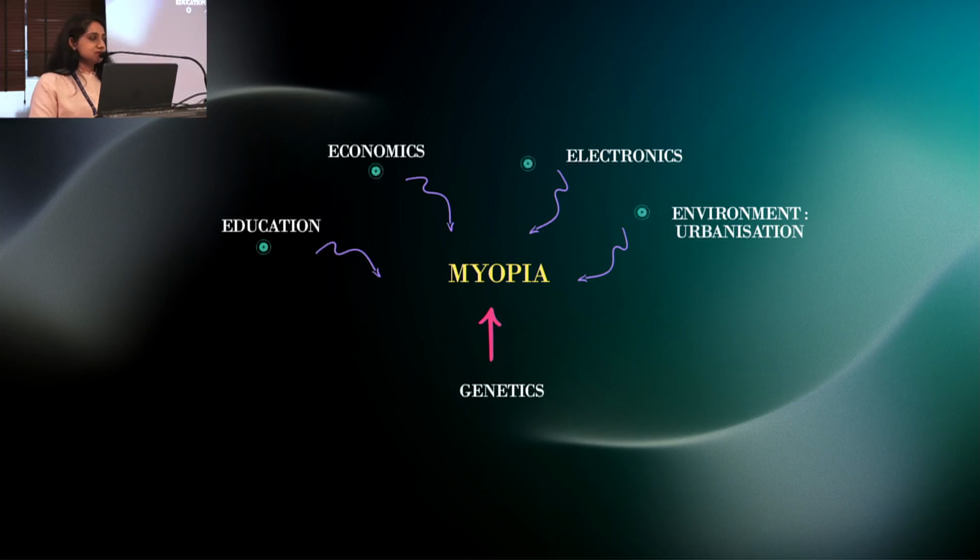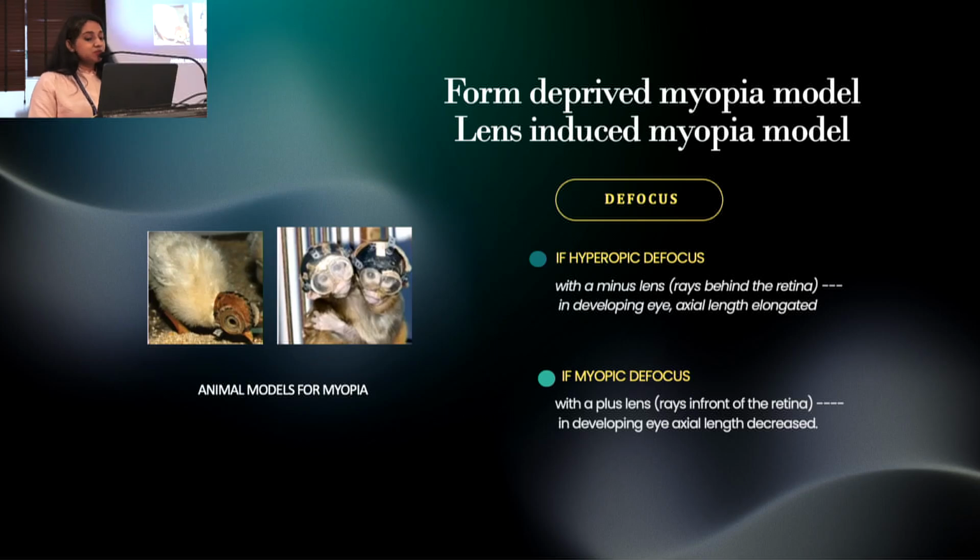So we all know this, that education, economics, electronics, environment, along with genetic factors, increase the prevalence of myopia. But how exactly does it happen? First and foremost, there were animal models to study how myopia progresses. They were the form-deprivation myopia model and the lens-induced myopia model, where you put a diffuser or a lens in front of the eye, and they study how the defocus affects axial length elongation.